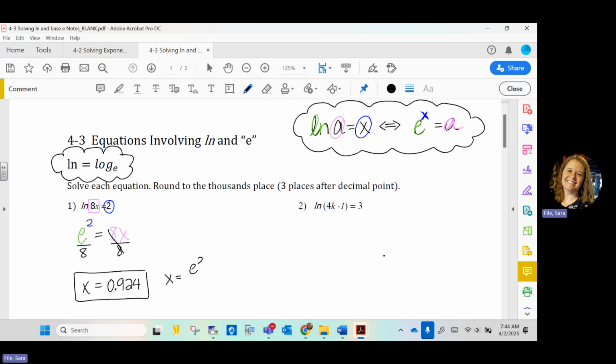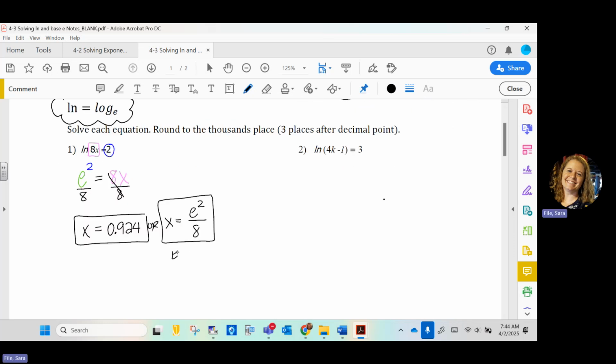But e squared over 8 is technically also correct. Okay? So this is exact. This is rounded. Pay attention to your instructions and what format they want your answer in.